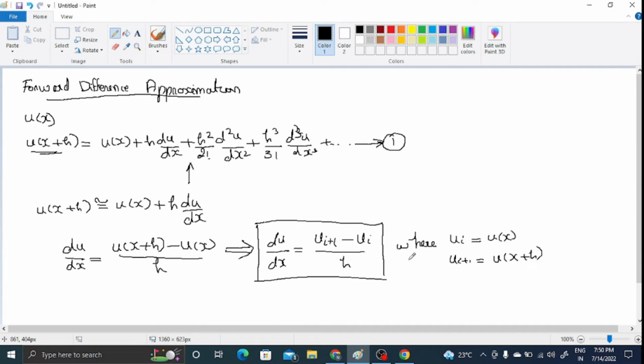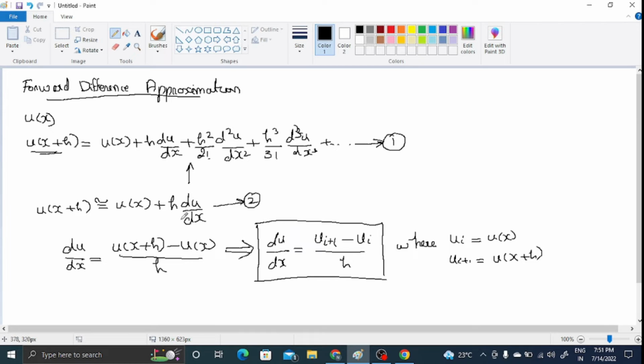This one is the forward difference approximation of du by dx. So please note, first we have the Taylor series expansion of u of x plus h, that is equation number 1. Then that one is terminated at this point. So we have u of x plus h is equal to u of x plus h into du by dx. So we can label it as equation number 2.